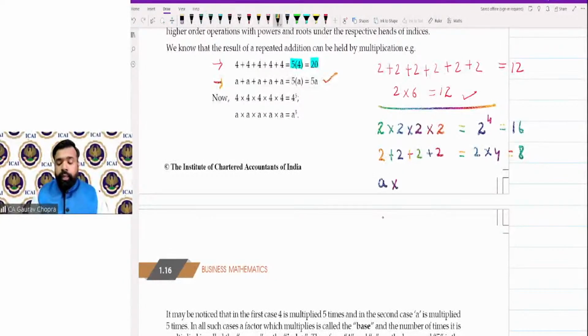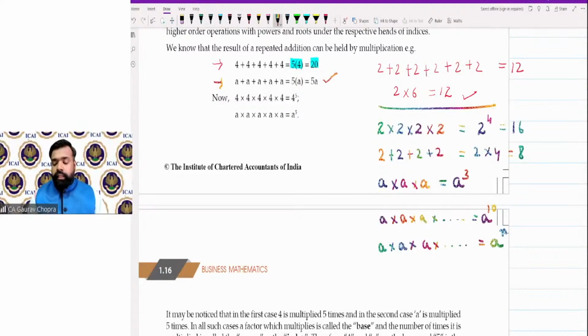Similarly, if we are multiplying a 3 times, it can be written as a to the power of 3. If we multiply a 10 number of times, it will be written as a to the power of 10. And if we multiply a n number of times, then it will be written as a to the power of n. तो जितनी बार आप मल्टीप्लाई करेंगे वही नंबर कहां जाएगा, उसकी पावर के अंदर आ जाएगा. Right. So this is the basic concept which we have studied today.